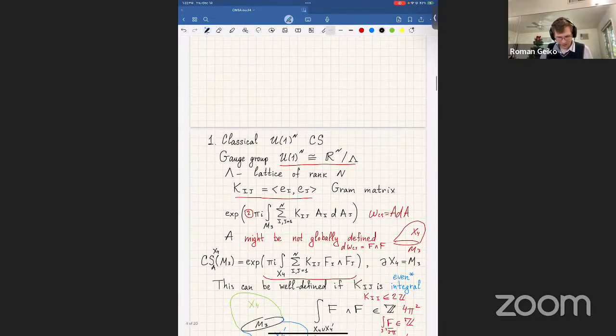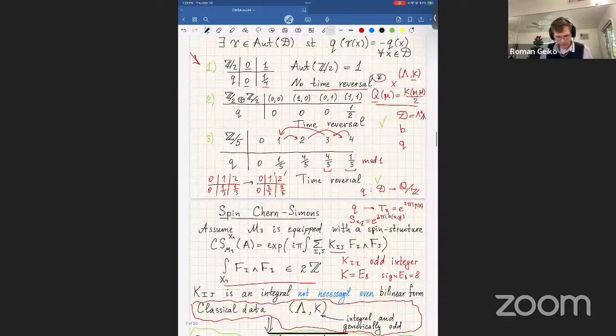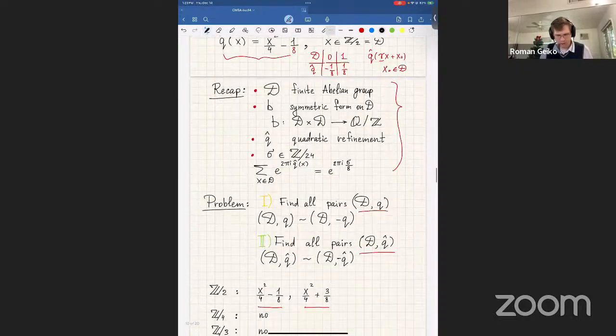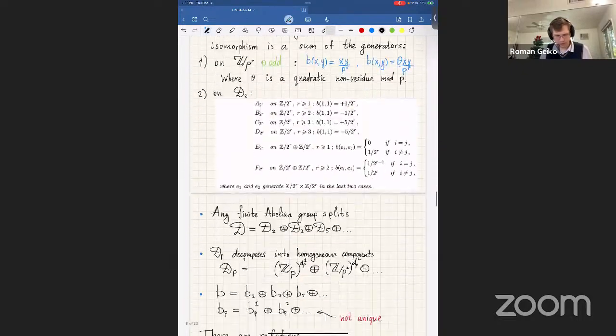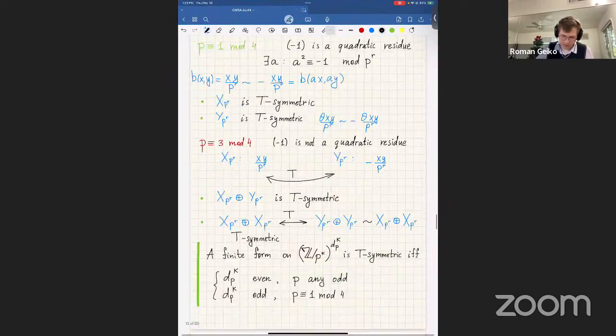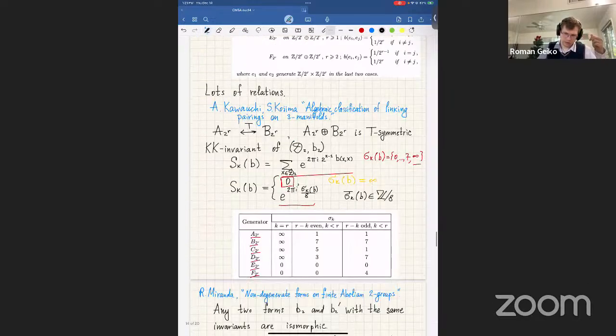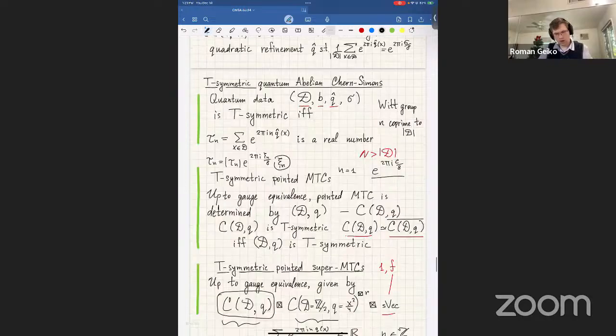And the main result is, of course, the complete classification of quantum Abelian time reversal symmetric Chern-Simons and pointed MTCs. But the last case only considers the bosonic case, and the first 2 can include the fermion.